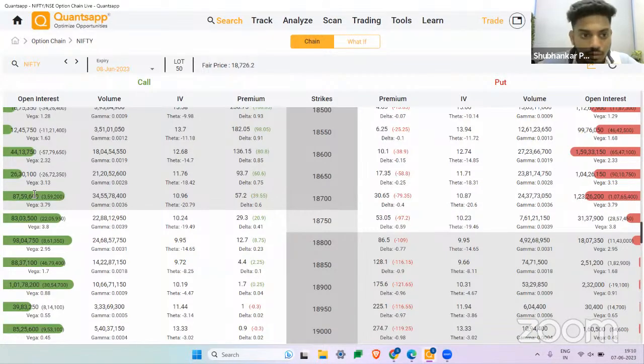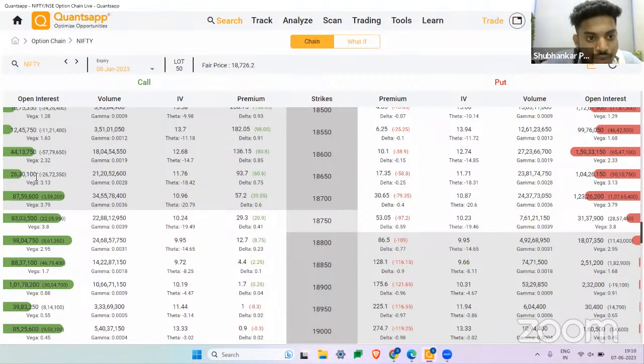So the best part is you don't need to look at any numbers. आपको number नहीं देखना है. You don't need to see, okay, on this strike there is 26 lakhs. On this strike it is 87 lakh. On this strike it is 83 lakhs. Right? You don't need to see the numbers.